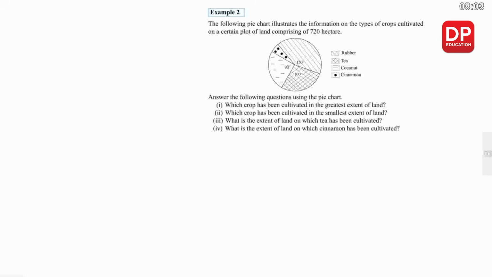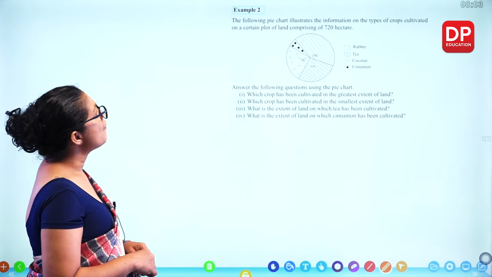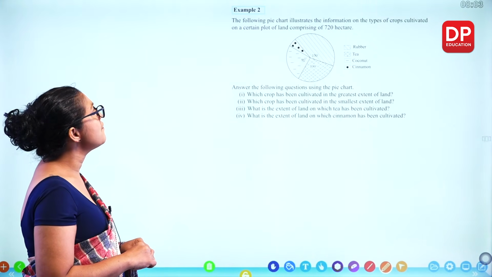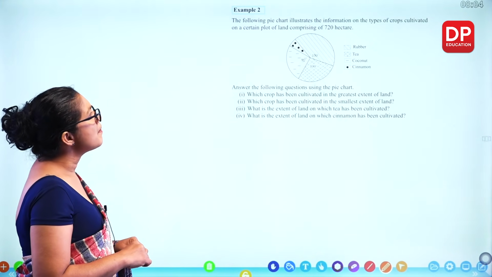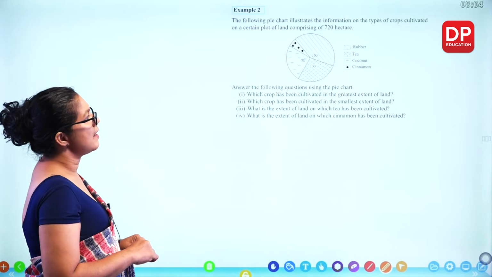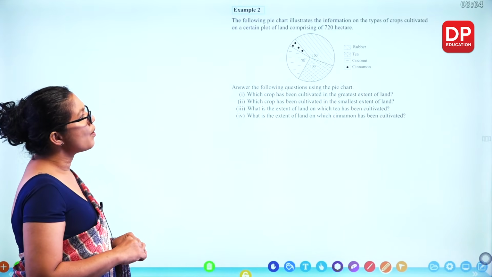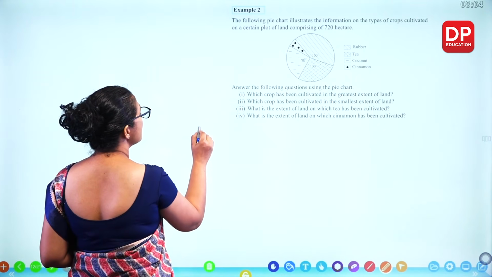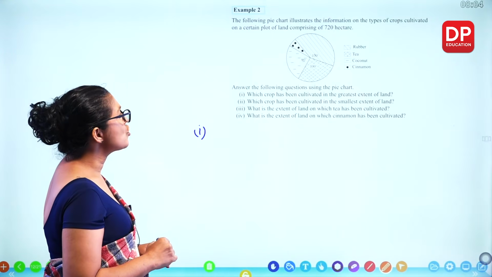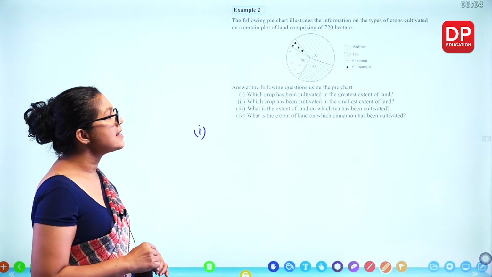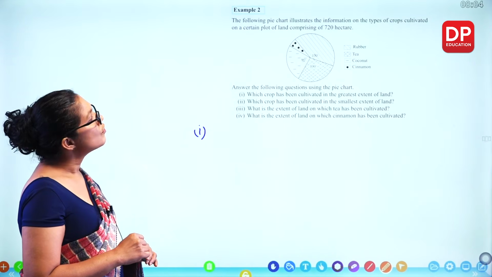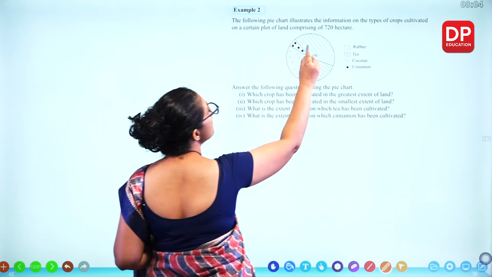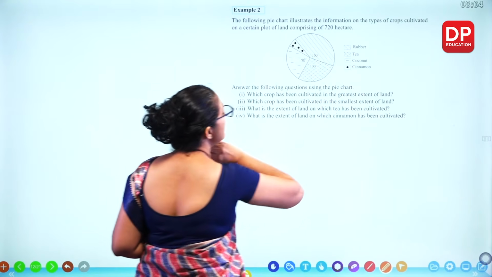Now we'll look at example 2 in your textbook. It says the following pie chart illustrates the information on the types of crops cultivated on a certain plot of land comprising 702 hectares. Rubber, tea, coconut and cinnamon. Answer the following questions using the pie chart. The first question says, which crop has been cultivated in the greatest extent of land? So when you look at this one, which angle is the highest? We can see 150, that's rubber.